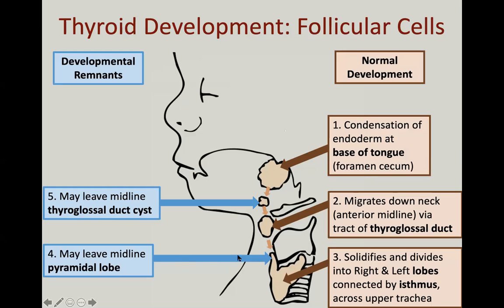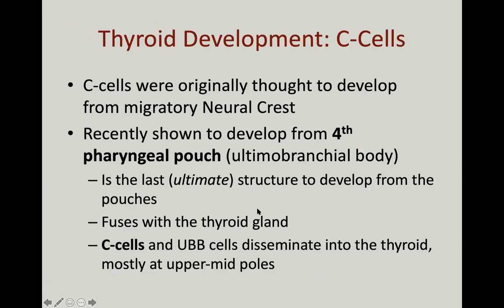If the thyroglossal duct doesn't regress, it may persist and dilate, and of course leave a thyroglossal duct cyst. And if there are little bits of thyroid tissue that don't fully descend, you can sometimes have this midline pyramidal lobe, and you can have ectopic thyroid anywhere in the path of this descent in the anterior midline.